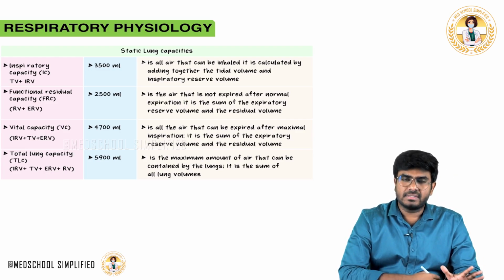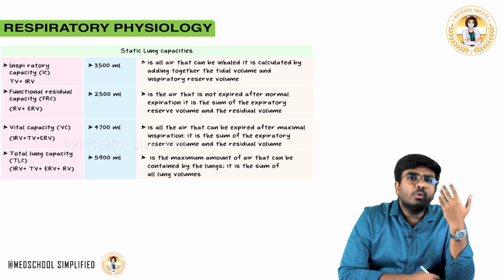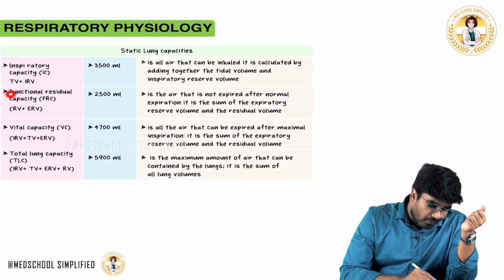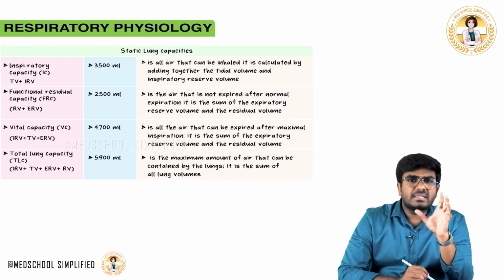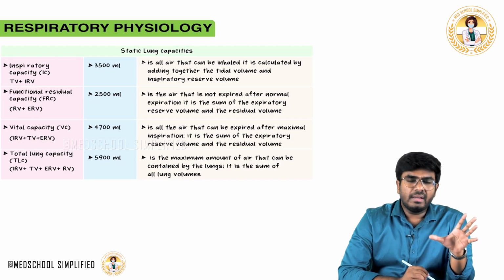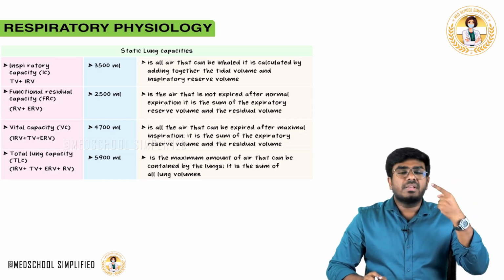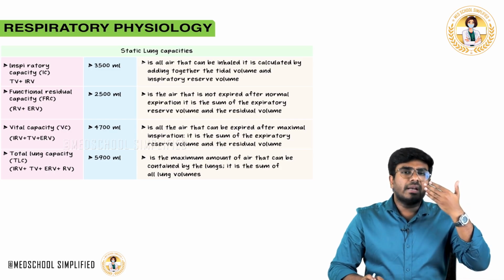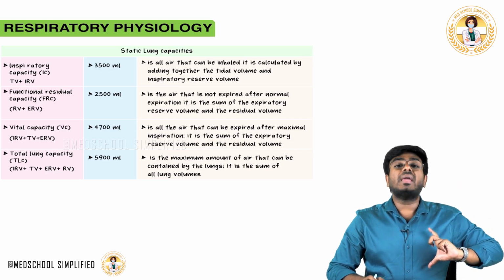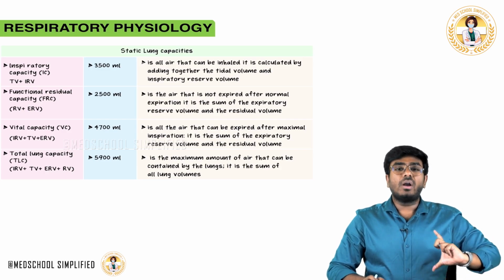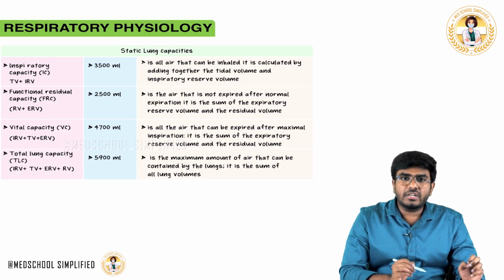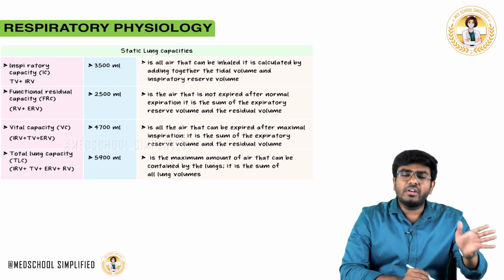In a simple way, we can say something like this: how much you can expire out. Now, 2500 ml. What is this functional residual capacity, sir? In a simple way, it is the amount of air that is present in your lungs after normal expiration. Normal expiration is you are removing the tidal volume, so the tidal volume is going out of your lungs. So what is the remaining air which is present in your lungs at rest? That amount of air is the functional residual capacity. How much is present inside your lungs? Residual volume is there. Whatever you do, it's not going to come out.